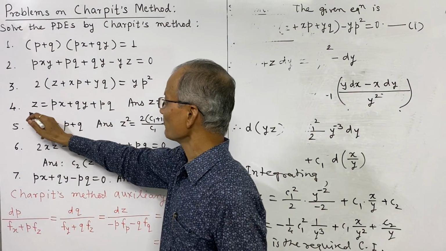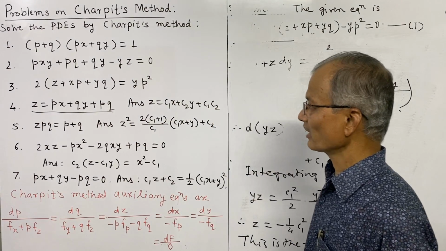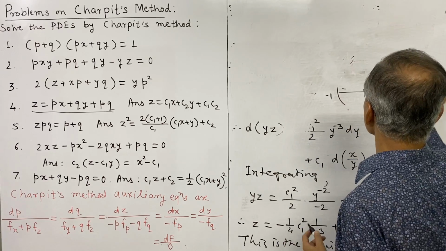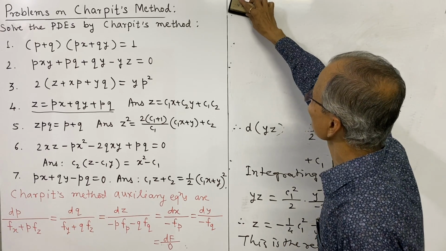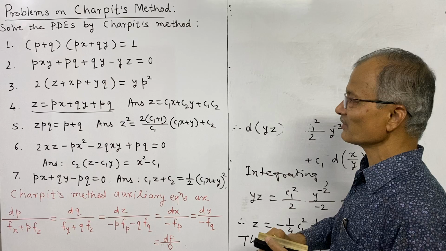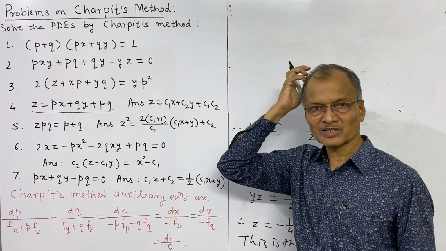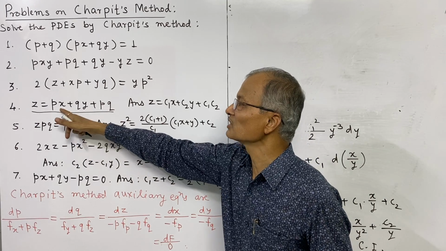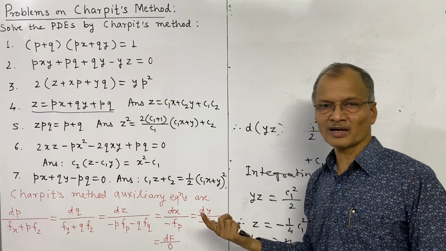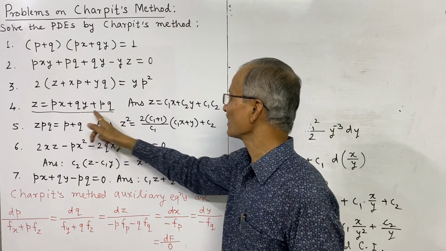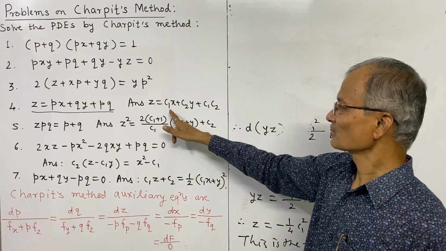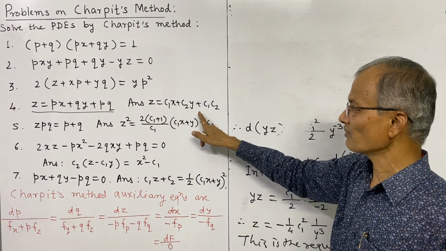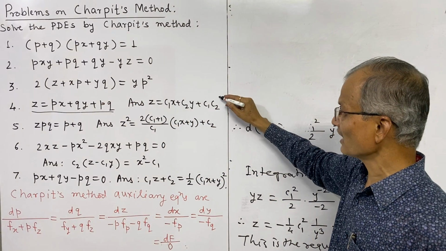Now what is the 4th problem? This is z is equal to p into x plus q into y plus p into q. Actually that is type 2. And what is the second type? It is z is equal to p x plus q y plus a function of p and q, and its solution is directly obtained by replacing p and q by constants, a and b. Instead of a and b, here c1 and c2 are used. So the solution is apparently, directly, c1 x plus c2 y plus c1 c2, but you should try Charpit's method for this.